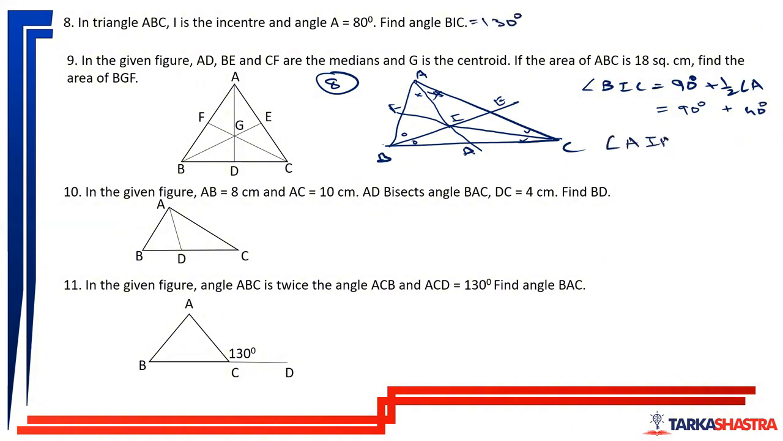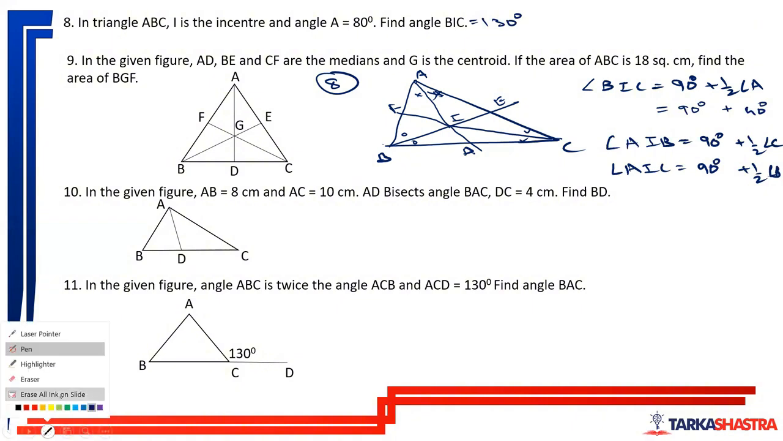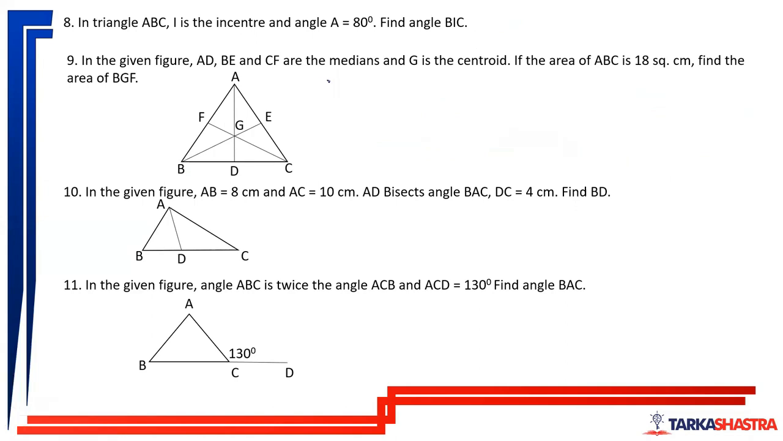Angle AIB will be 90 degrees plus half of angle C. Angle AIC will be 90 degrees plus half of angle B. You can apply this property like this as well. Okay, so this was your 8th question. Moving forward to 9th question.